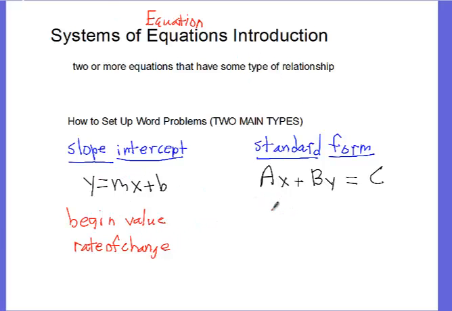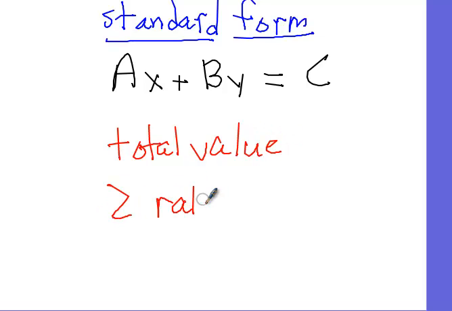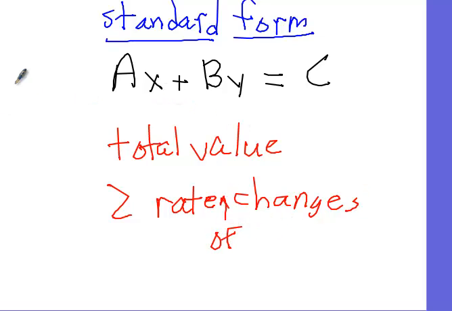If you're given a total value, okay, and two rates of change for two separate things like apples and bananas, or multiple choice and true and false questions, two rates of change, it's going to be standard form. Okay, that's a little disclaimer, a little thing we've gone over, because you're going to do word problems a lot with systems. You're welcome. I know you love them.